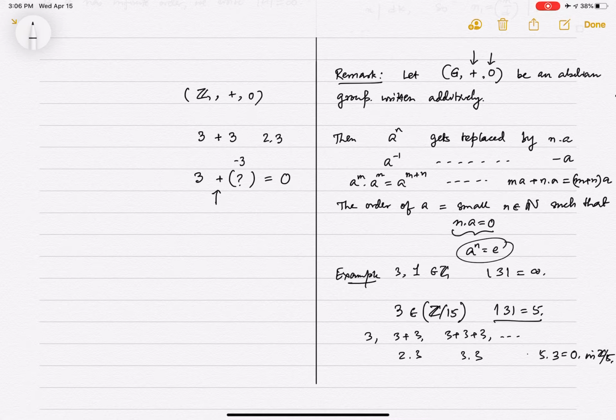So when we are computing order, we have to remember which group operation we are talking about. Is it written as addition or is it written as a multiplication? And you have to make that adjustment.